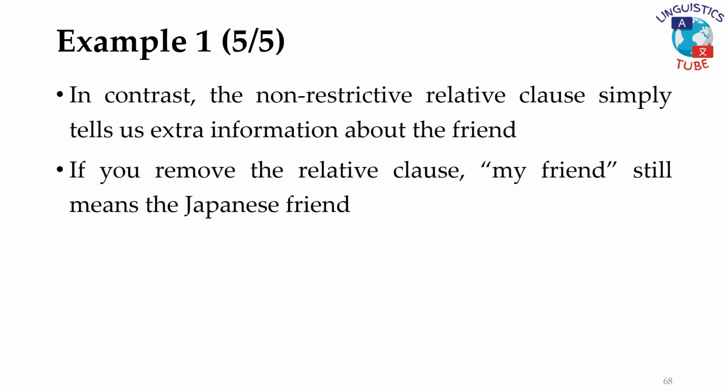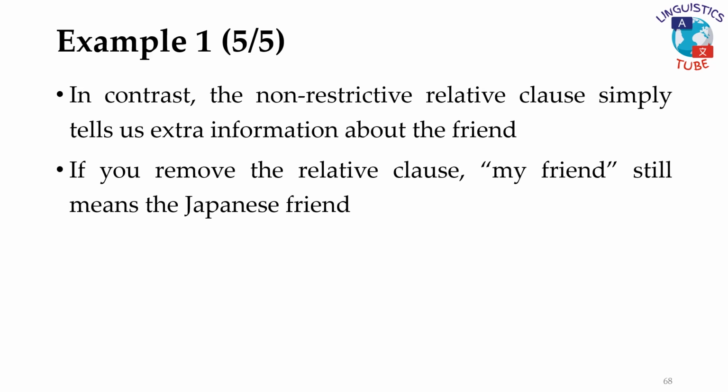In contrast, in this conversation, the non-restrictive relative clause does not constrain the meaning of the noun phrase, as it simply tells us extra information about the friend. This means that, if you remove the relative clause, my friend still refers to the same person, so the noun phrase still means the Japanese friend.